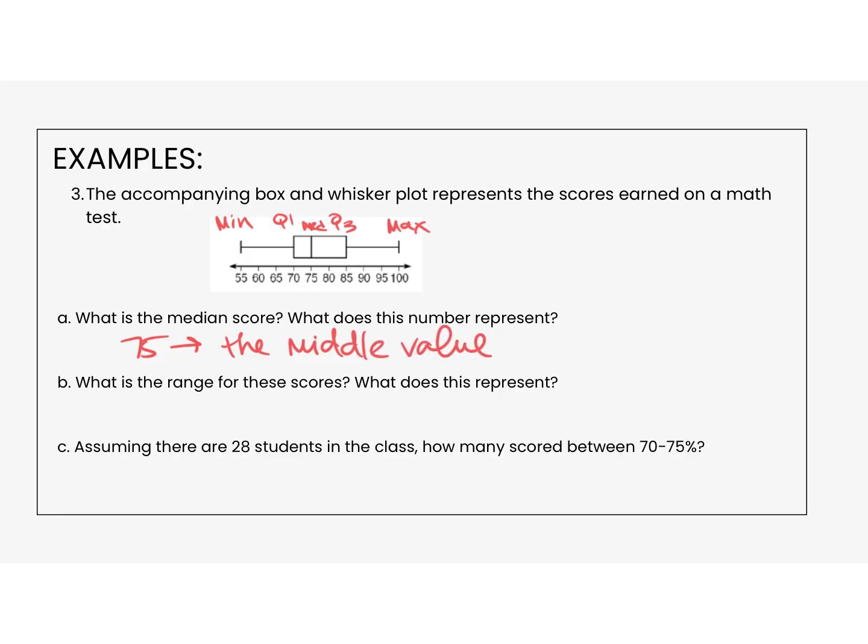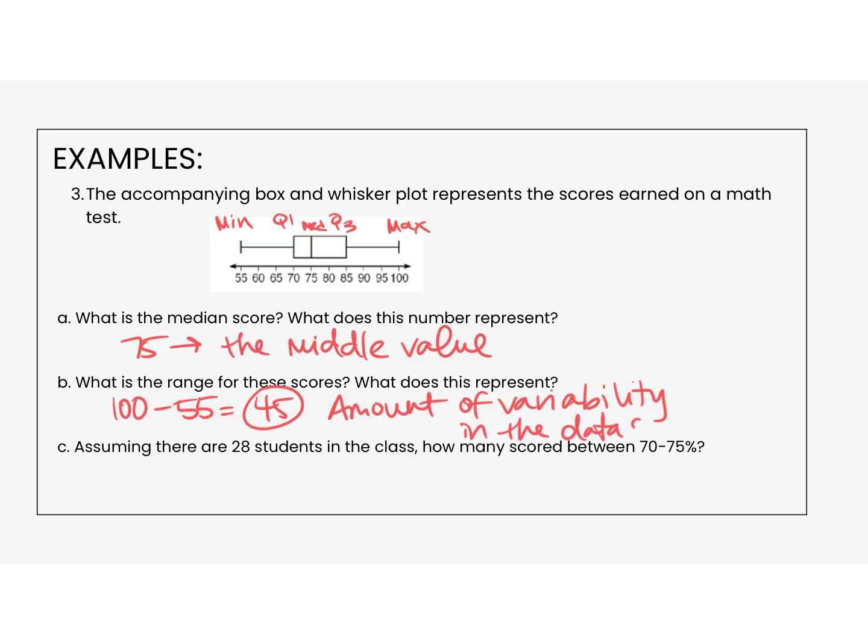Okay, what is the range of these scores? So the range, I take the highest, which looks like 100, and the lowest, which looks like 55. So my range would be 45, and that's the difference between the maximum and the minimum, which is the amount of variability. So the bigger the range, the more variability there is. The smaller the range, the less variability there is.